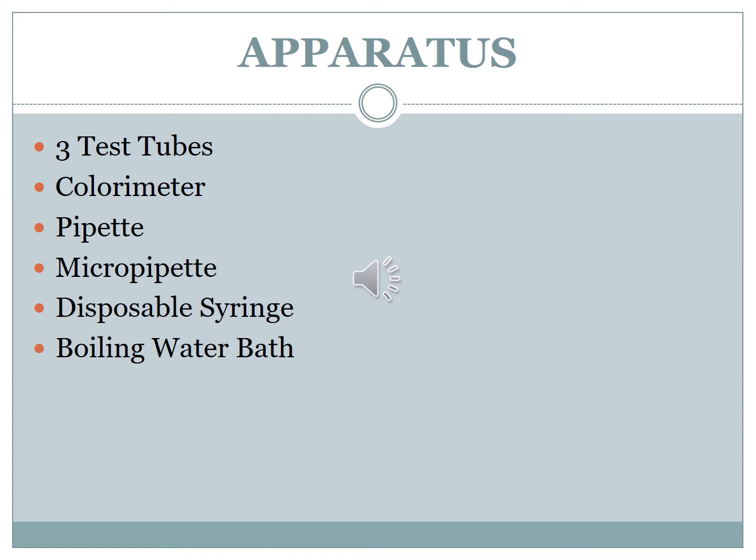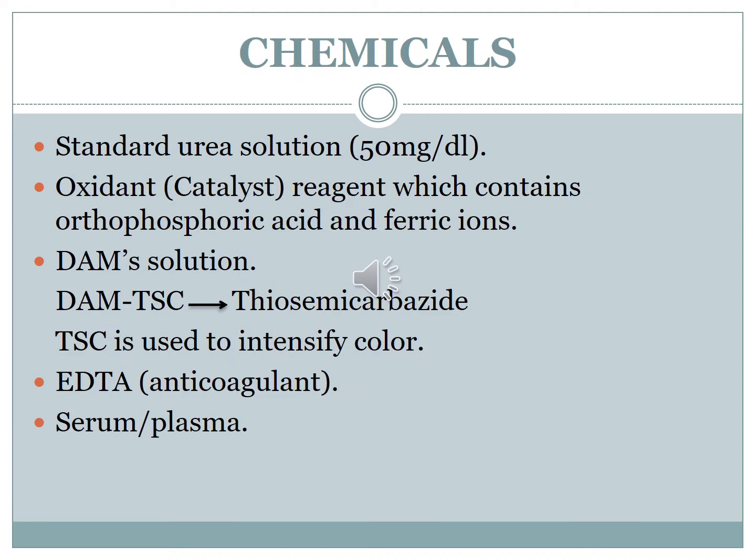Apparatus is we have to take 3 test tubes, a colorimeter, pipette, micropipette, disposable syringe and a boiling water bath. Chemicals are standard urea solution. It has a strength of 50 milligram per deciliter. Oxidant reagent which acts as a catalyst and it contains orthophosphoric acid and ferric ions. And DAM solution which is diacetyl monoxime, DAM TSC.